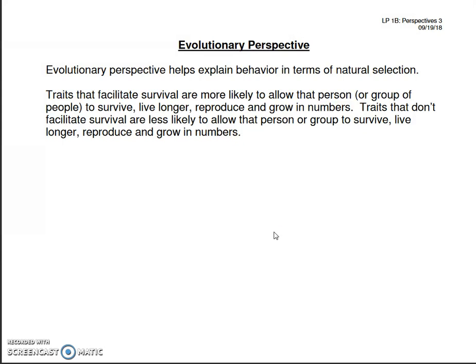Traits that facilitate survival are much more likely to allow that person or group of people to survive, live longer, reproduce, grow in numbers. Traits that don't facilitate survival are less likely to allow people or a group to survive. They're more likely to live shorter lives, they'll have fewer children, and in the long run, they're going to have smaller families, and whatever that trait is that's not useful for survival is going to be less predominant within that species.